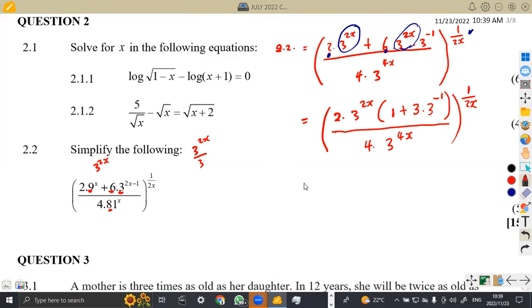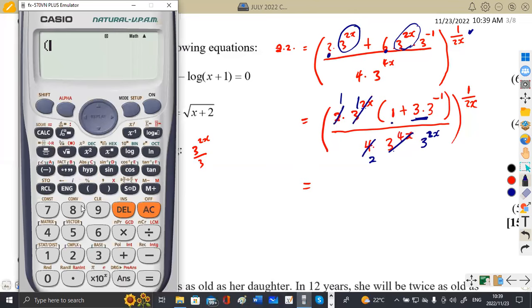Some of these we can be able to simplify. Let's simplify what we can. 2 into 2, that's 1. 2 into 4, that's 2 here. As you can see, I've got 3 to the exponent of 2x, 3 to the exponent of 4x. So we can divide this one. Here we can remain with the 3 to the exponent of 2x because we have got 4 of them. We divided by 2, so it's going to be 3 to the exponent of 2x. Also, we can simplify this part that is inside the bracket. We can use our calculator: 1 plus 3 by 3 to the exponent of -1.